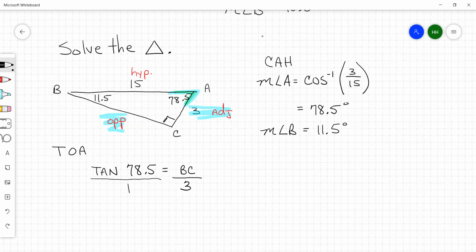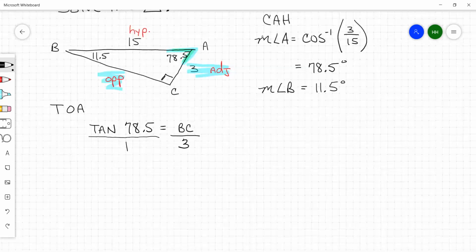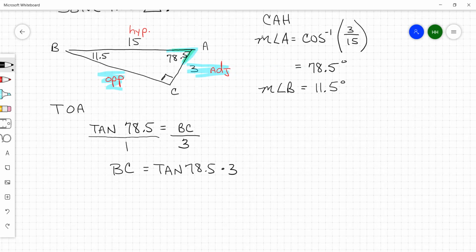I'm going to crisscross multiply. 1 times BC is BC. And BC equals tan 78.5 times 3. So BC is going to be equal to 14.75.